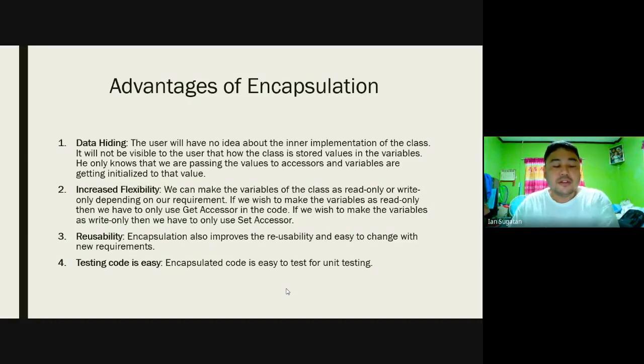Okay? For number 3 is reusability. Encapsulation also improves the reusability and makes it easy to change with new requirements. So this is a very good example of adaptability, meaning to say, it can be put under certain conditions, and you can use the preconditions.